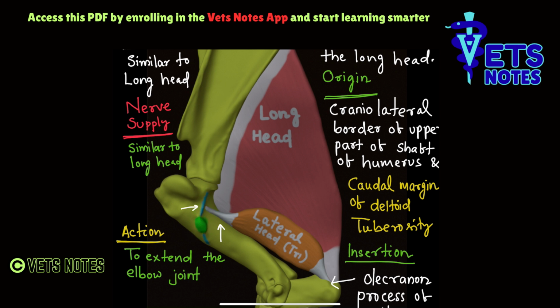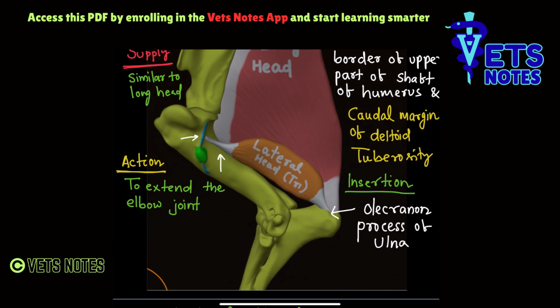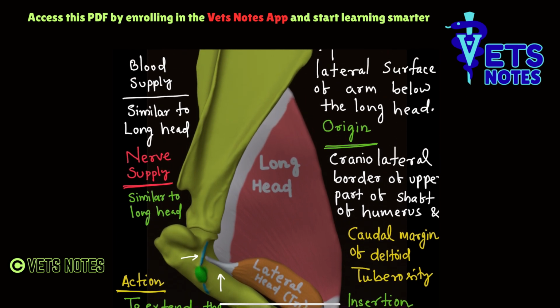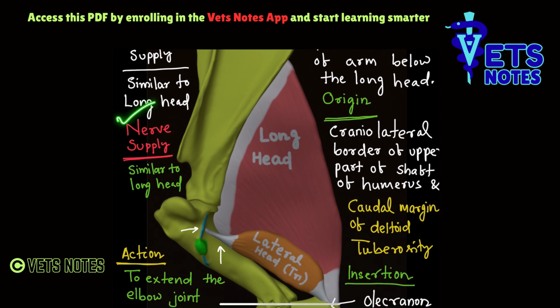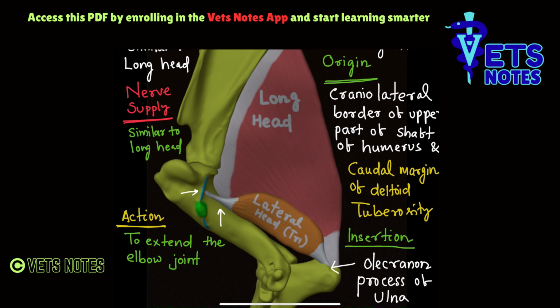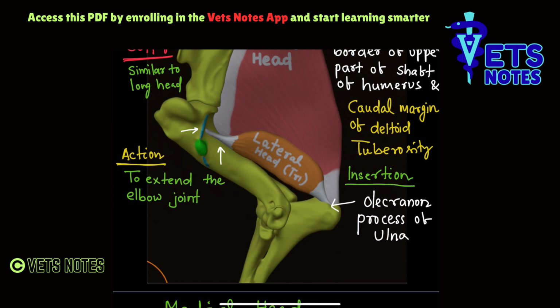So the origin point is from craniolateral border of upper part of the shaft of the humerus and caudal margin of deltoid tuberosity. Insertion very simple. So this is the insertion point. Olecranon process of ulna. Blood supply similar to the long head. Nerve supply similar to the long head. Action is to extend the elbow joint. This muscle will extend the elbow joint.